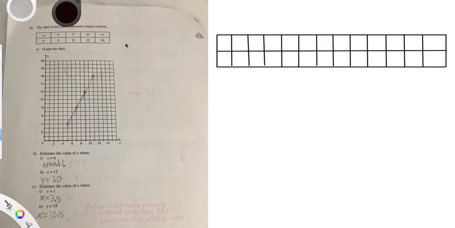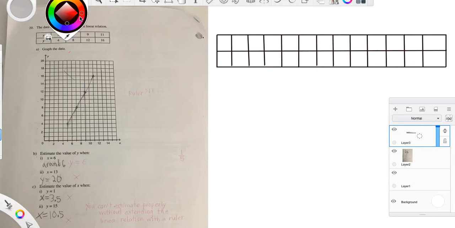All right, buddy, let's take a look at this question here. I'm just going to change my pen color to red, and that way we can make some different marks here. So it says the data in this table represents a linear relation. So they're showing you x and y, and the numbers for x and the corresponding numbers for y. So they're saying graph the data, which looks like you have a ruler is good here as well.